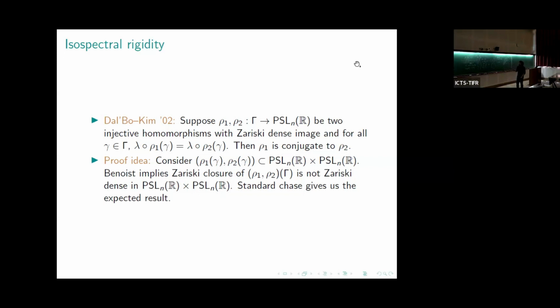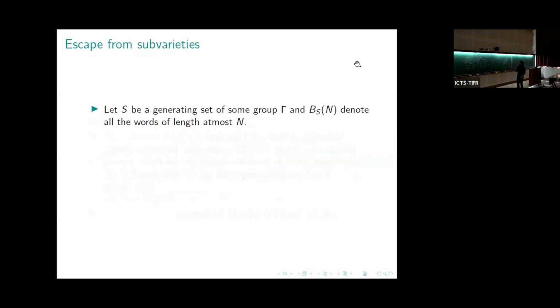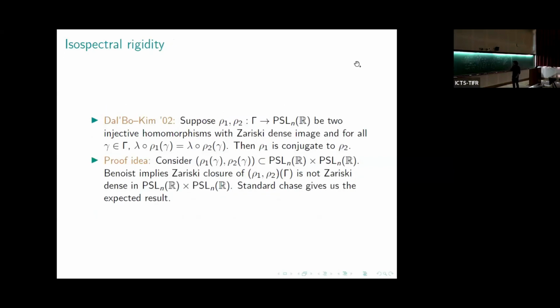So what we proved recently is a kind of finite version of this result, but where we do not assume Zariski density, and in place of any injective homomorphism, we assume that it's a Hitchin representation.